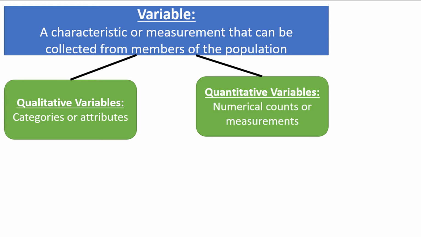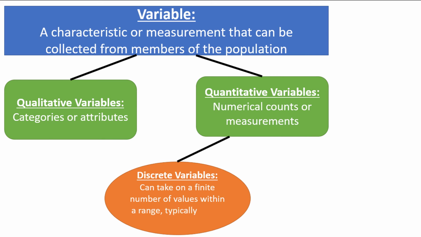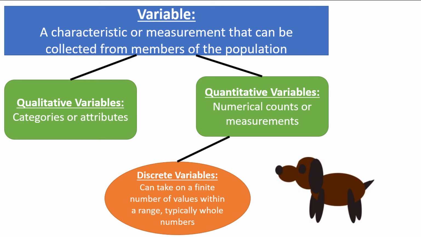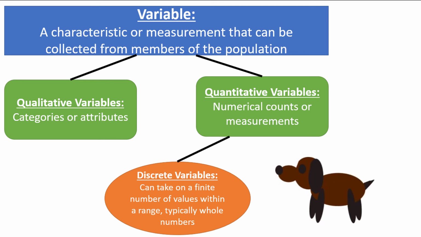Quantitative variables come in two forms. First, we have quantitative discrete variables, which can only take on a finite number of values within some range, typically but not always equal to the whole numbers, such as 0, 1, 2, 3, etc. Frequently, discrete variables are counts, such as the number of dogs owned. As far as I know, you can't own half a dog, so the number of dogs owned is restricted to the whole numbers, 0, 1, 2, 3, etc., and is therefore discrete.